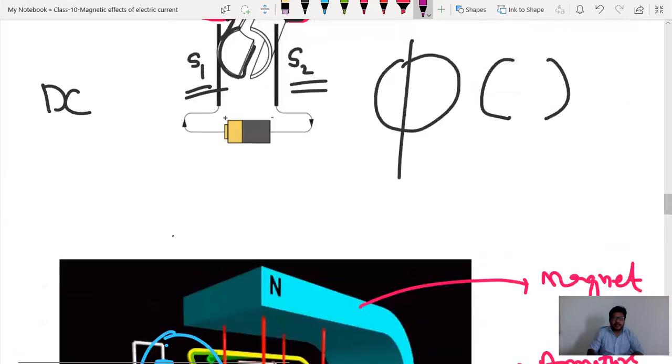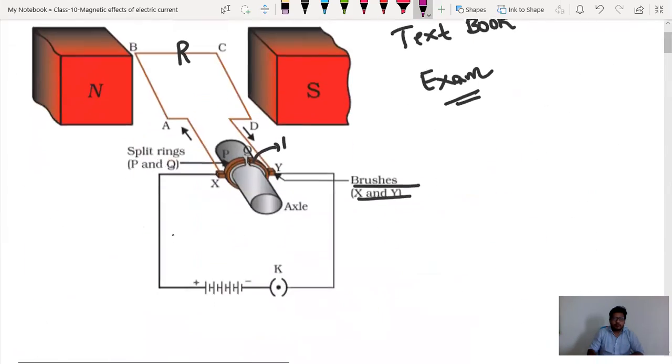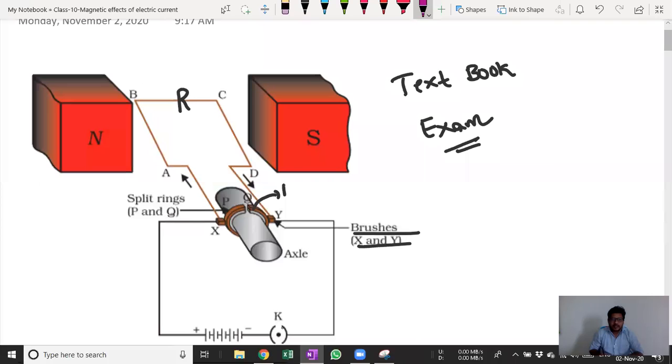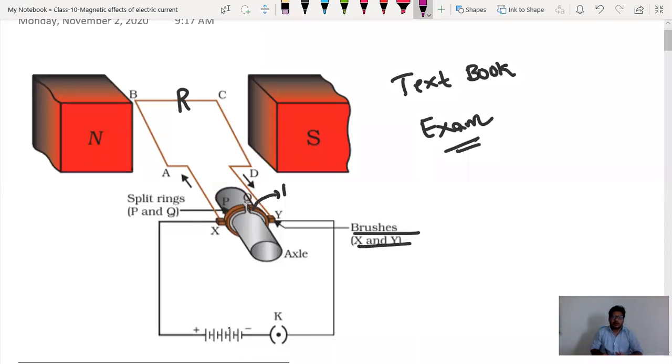So coming to this diagram, now you can find two permanent magnets and a rectangular coil. The rectangular coil is connected to two split rings, which are connected to brushes, and at last it is connected to a cell or battery, or simply to say, power supply. Now consider there is no current in the circuit. If there is no current, there will be no RPM, there will be no rotation, and the motor will not work.